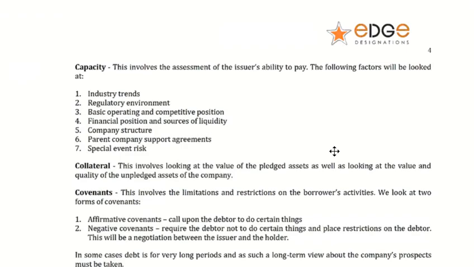They will also look at capacity. Does the issuer, does the company, have the ability to make payments? In order to look at that, what will they look at? Industry trends, regulatory environment, basic operating and competitive position, financial position and sources of liquidity, company structure, parent support agreements, and any kind of special event risk.